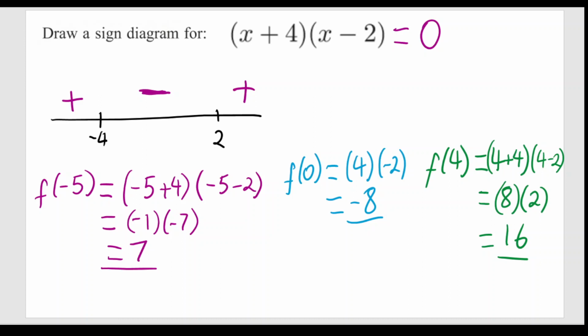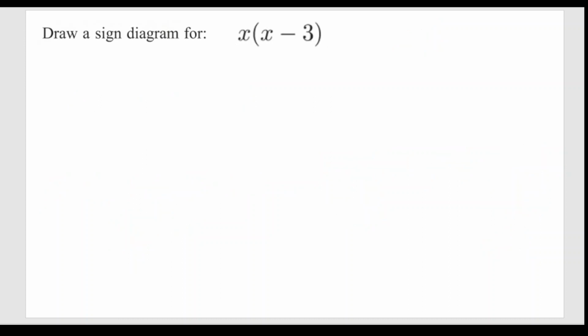So step 1, draw that line. Step 2, find your zeros, so x values where the function is equal to 0. And then step 3 is to substitute your other values. We're going to do 2 more examples for the cases where we're looking for just the zeros.